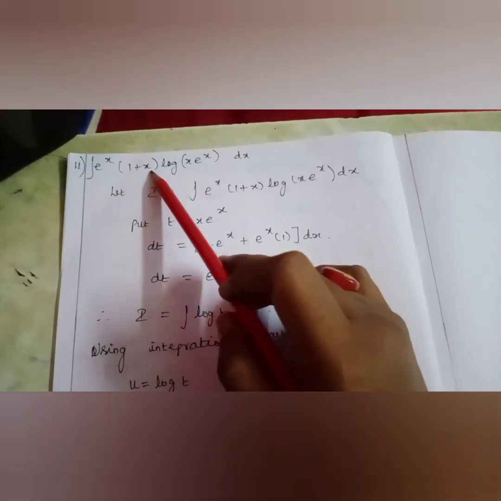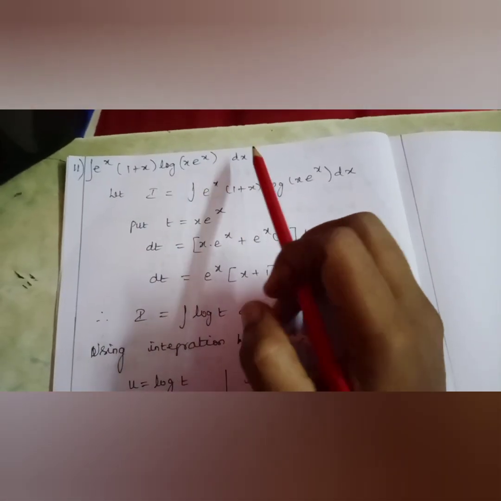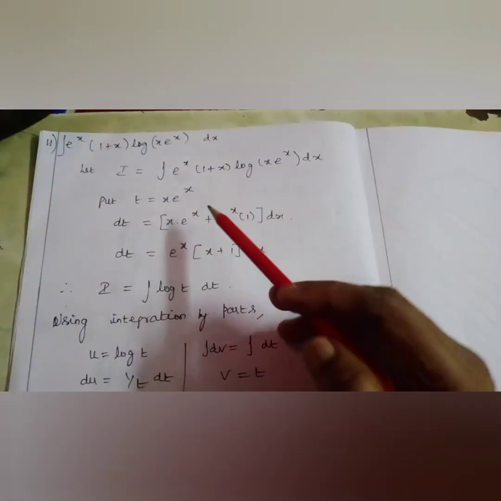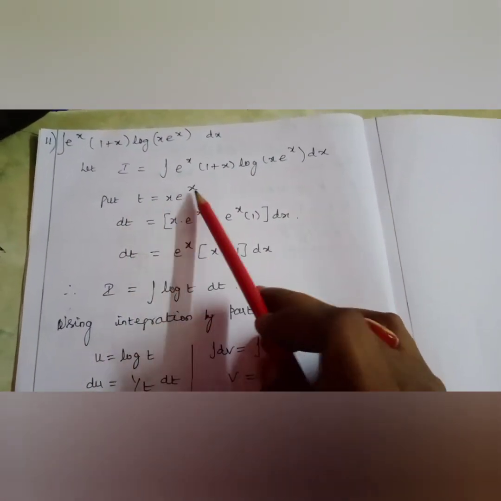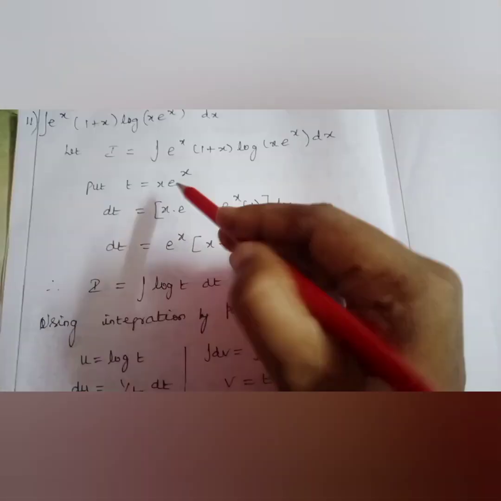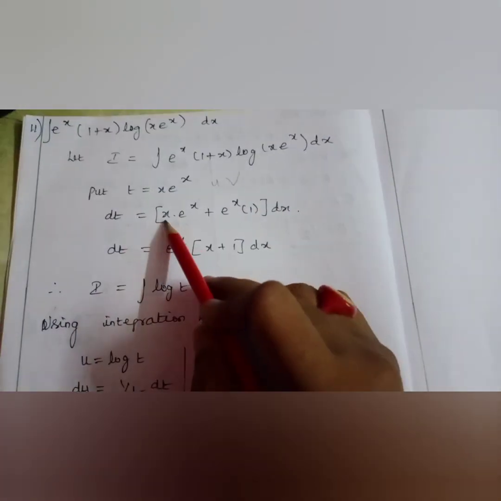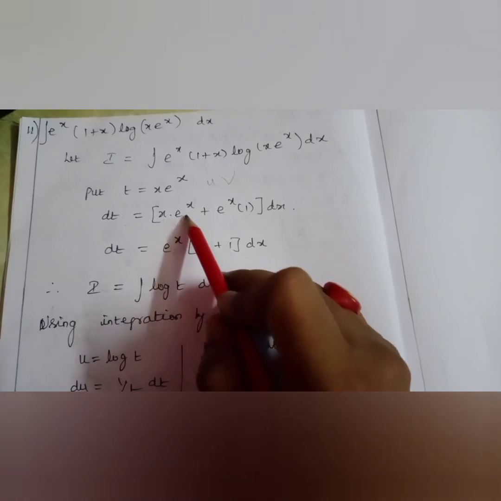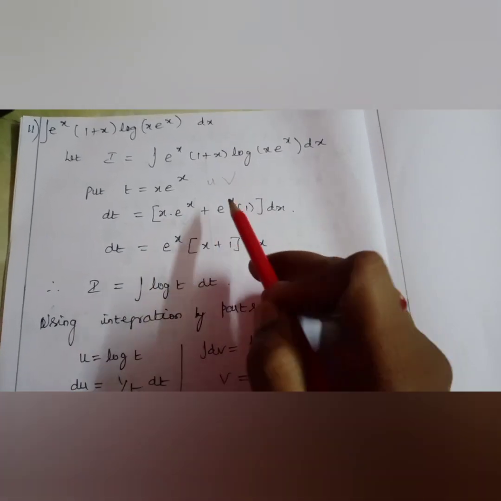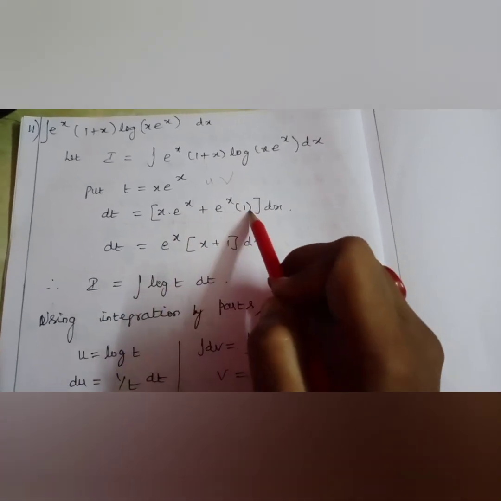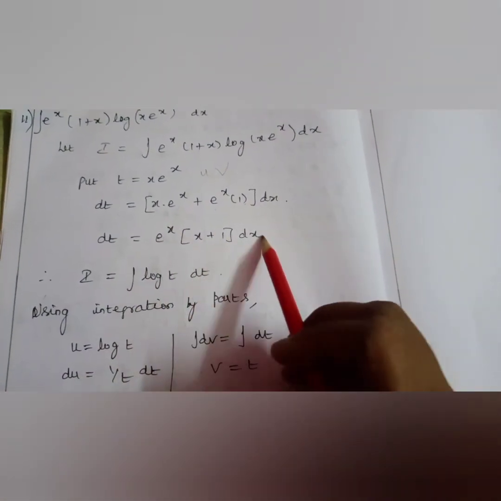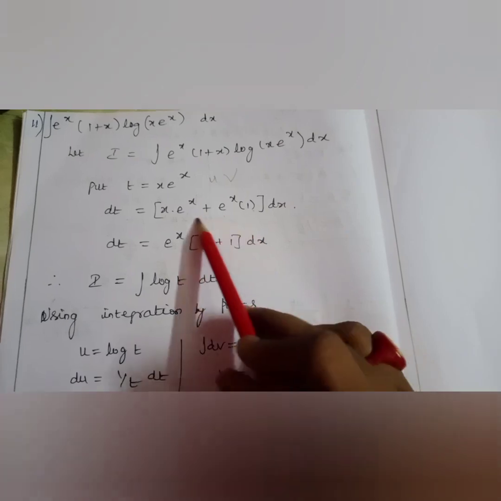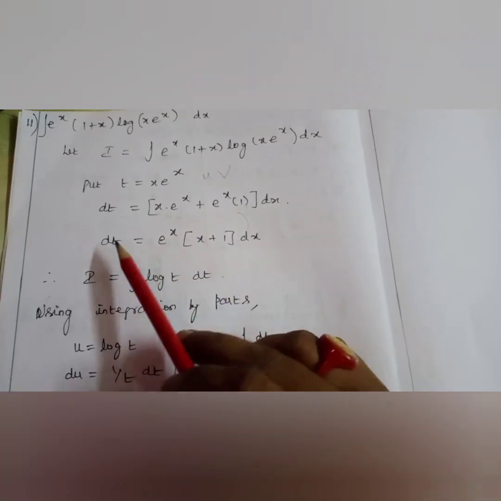Integral e power x into 1 plus x into log of x e power x dx. Here also we don't have any option other than substituting. First I will put t as x e power x. So what is dt? I have to use the uv method. First I will write my u here and differentiate v, e power x, plus I will write my v here and differentiate u, that is 1. So I am getting dt is equal to e power x into x plus 1 dx. So wherever I have e power x into x plus 1, I can write it as dt.